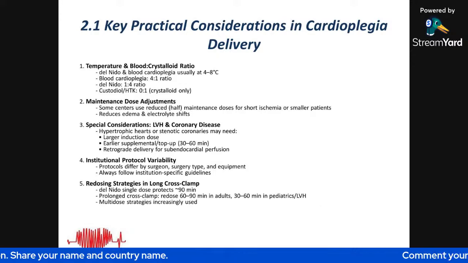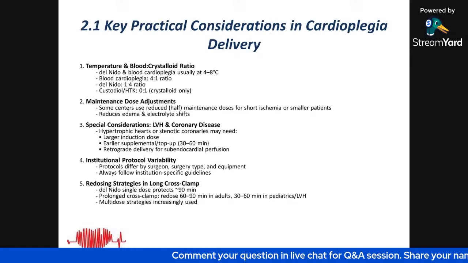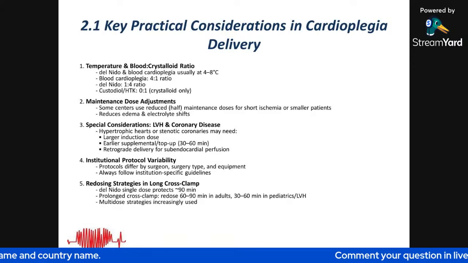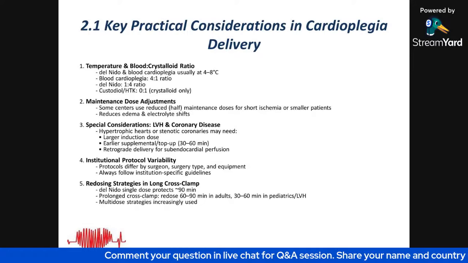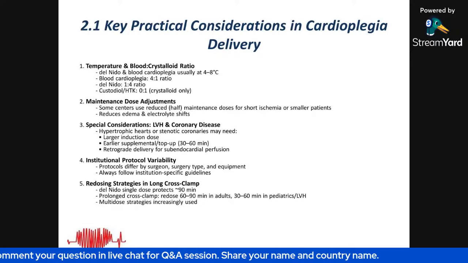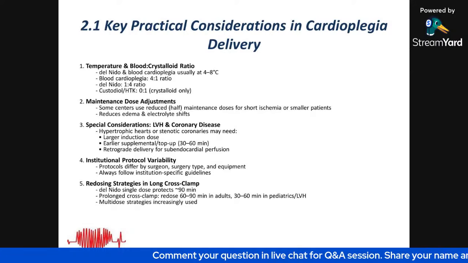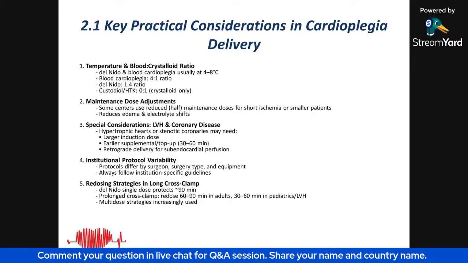And the last one is redosing strategies in long cross clamp. For example, Del Nido is a single dose, and when we use Del Nido in our cardioplegia solution, actually we don't need a repeat dose. But if the time of surgery is more than 90 minutes, we repeat the dose of Del Nido. Some patients, such as pediatric or left ventricular hypertrophy or LVH, need to repeat the dose of Del Nido after 30 to 60 minutes.